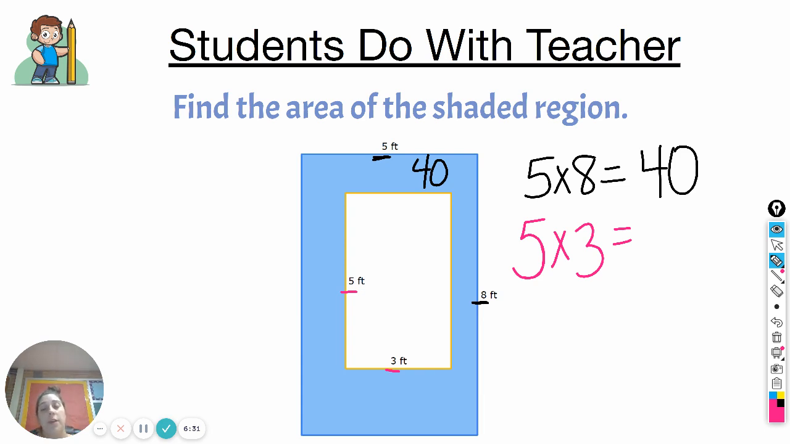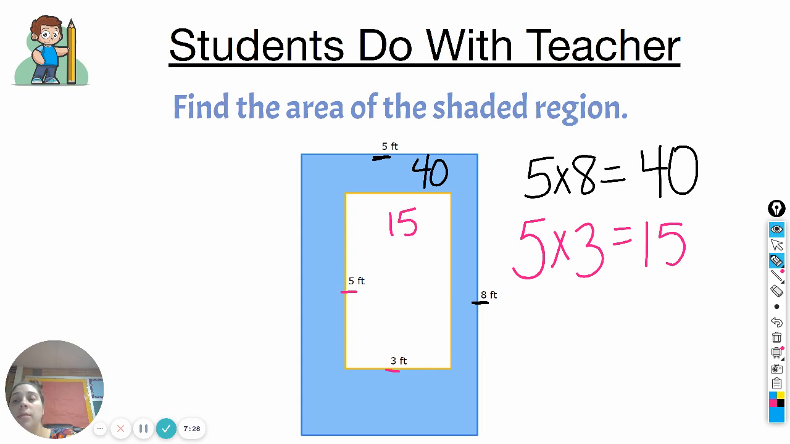I'll give you a moment to solve for the area of the white rectangle. So 5 times 3, count by 5s 3 times: 5, 10, 15. So the area of the white rectangle is 15.